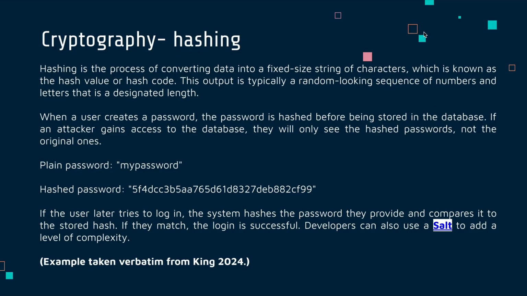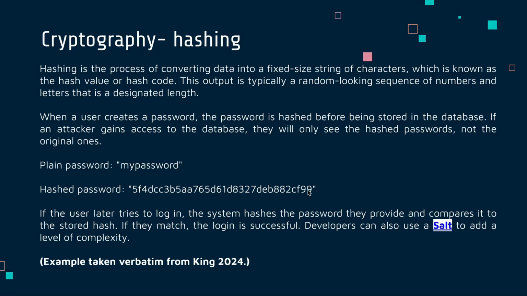Another really common type of cryptography besides encryption is hashing. Hashing is the process of converting data into a fixed set of strings, which is known as a hash value or a hash code. This is typically a random looking sequence of numbers and letters of a designated length. When a user creates a password, the password is hashed before being stored in the database or in whatever server it's sitting on. If an attacker gains access to the database, they'll only see hashed passwords, not the original one. So something like my password could actually look like that as a hash key.